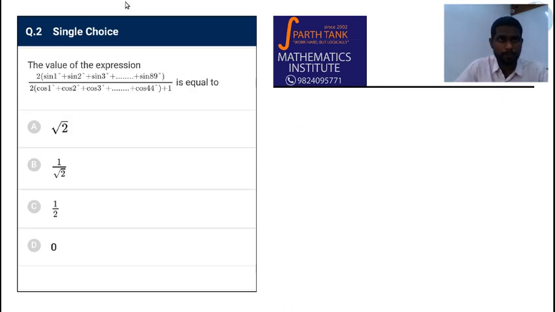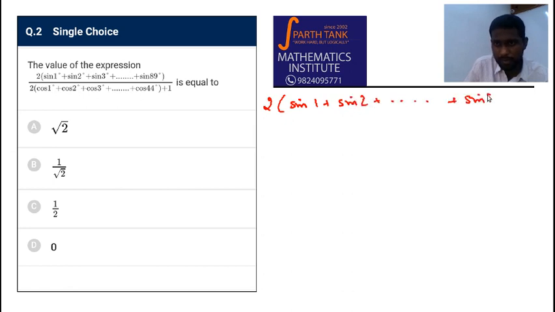Question number 2. The value of the expression 2 times sine 1, sine 2, sine 3 up to sine 89 by 2 times cos 1, cos 2, cos 3 up to cos 44 plus 1 is equal to. Let us simplify the numerator. That is, I am taking this term 2 times sine 1 plus sine 2 plus and so on up to the last 2 terms, which are going to be sine 88, sine 89.